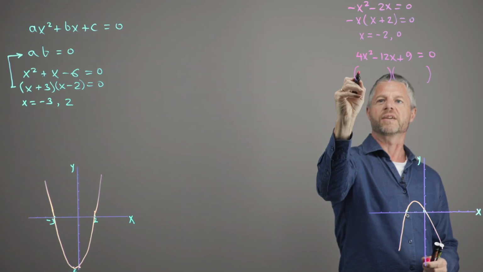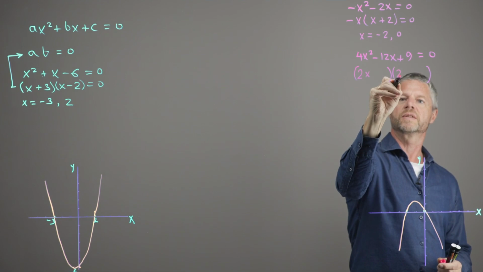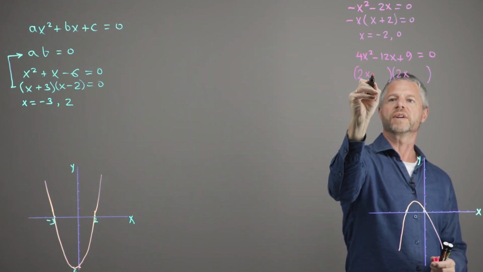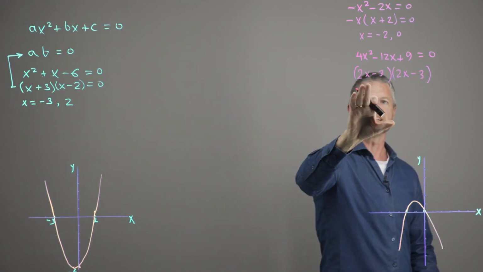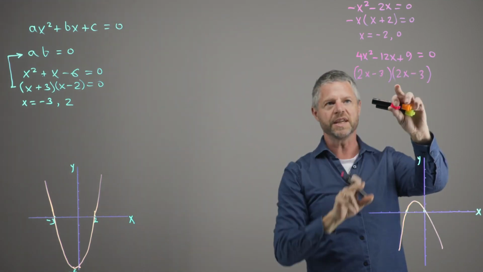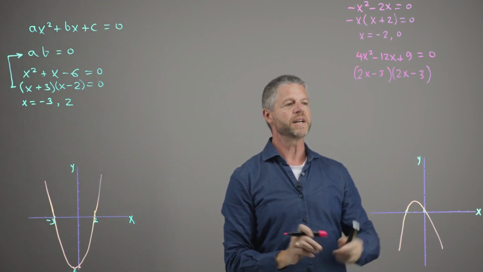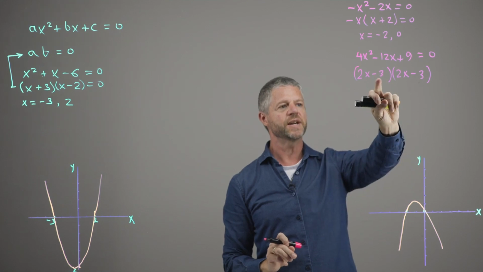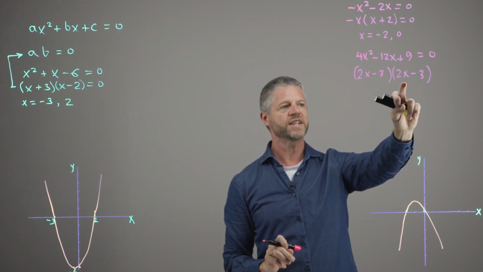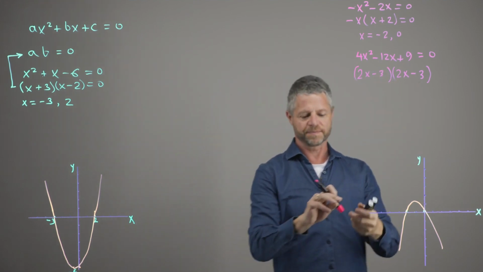If I have 2x, and then if I have -3, is that going to work? Let's see. So 2x times 2x would be 4x squared, and then -3 times -3 would be +9. And then how many x's do I have? -3 times 2, I've got -6x, and then another -6x, -12x, so I did it.